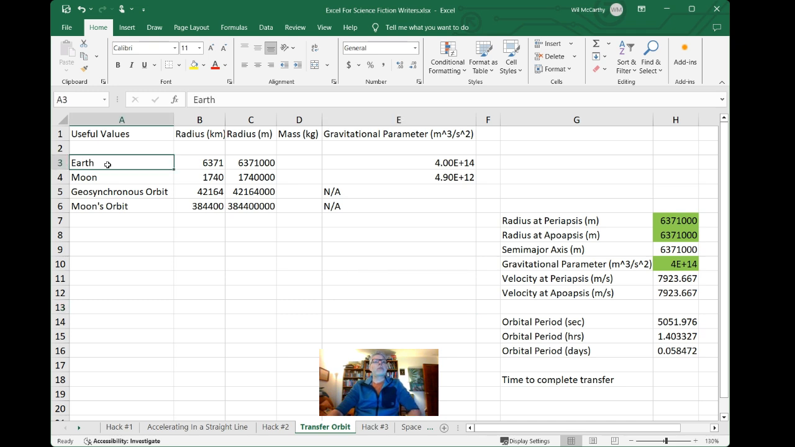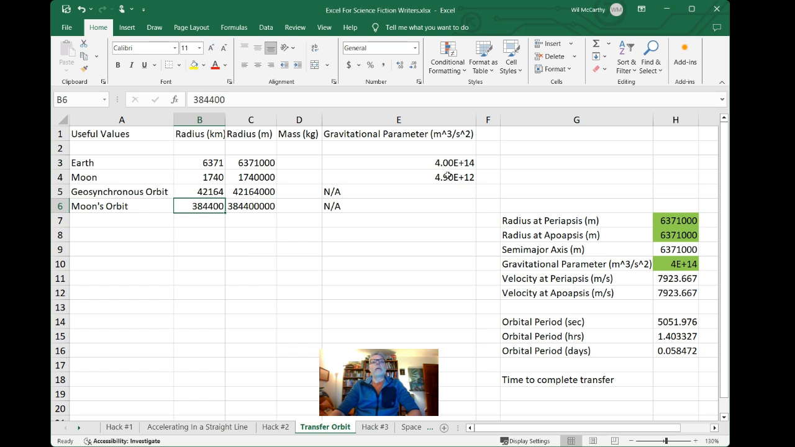So we've got some useful values programmed in here. We've got the radius of the Earth in kilometers and in meters. We've got the radius of the Moon in kilometers and meters. We've got the radius of geosynchronous orbit, just because that's fun. And we've got the radius of the Moon's orbit, which is 384,400 kilometers. The Moon is pretty far out.